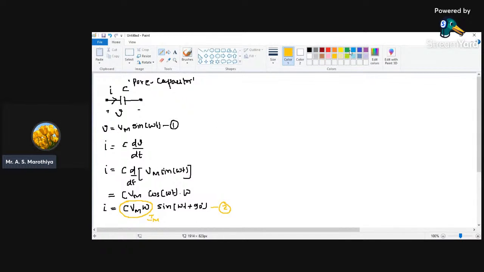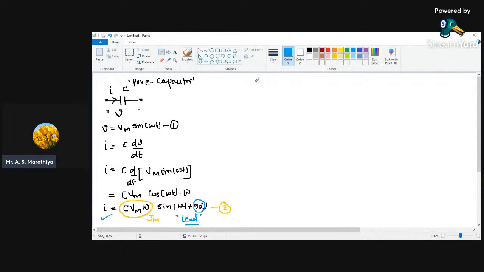Now, if you compare equations 1 and 2, what can we conclude? Equation 1 indicates the instantaneous value of the voltage applied across the capacitor, V equals Vm sine omega t. Here we don't have theta, so theta is 0, which means this is on the reference axis. With respect to this voltage, in equation number 2 we have plus 90. Plus indicates lead. That means in a pure capacitor, current leads voltage by an angle of 90 degrees.